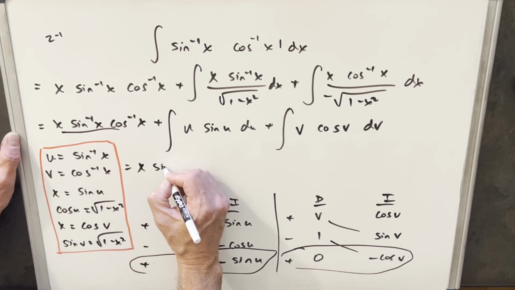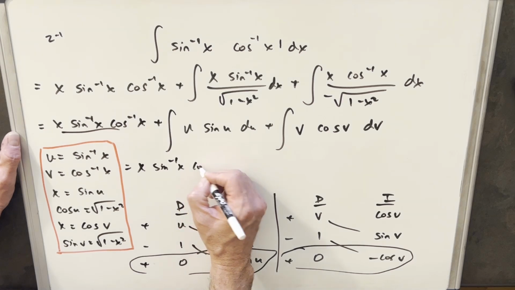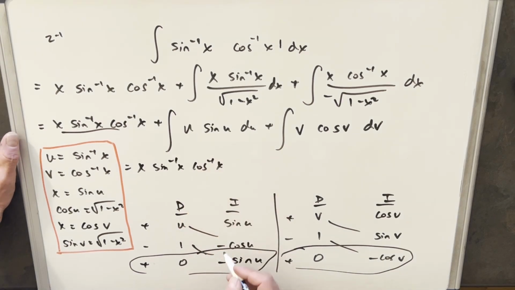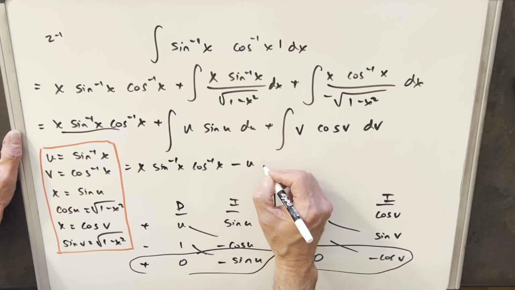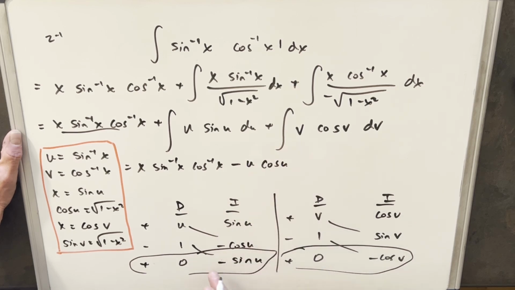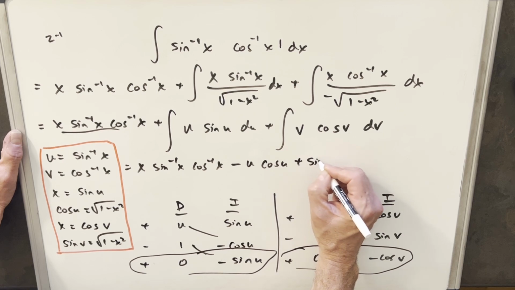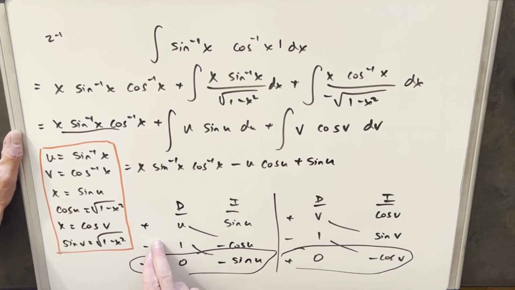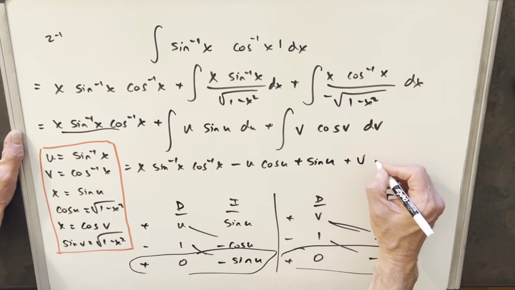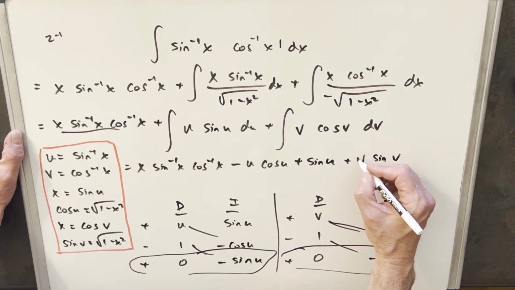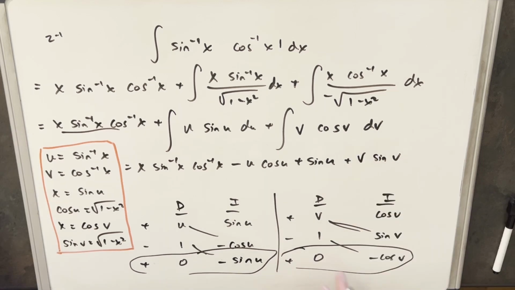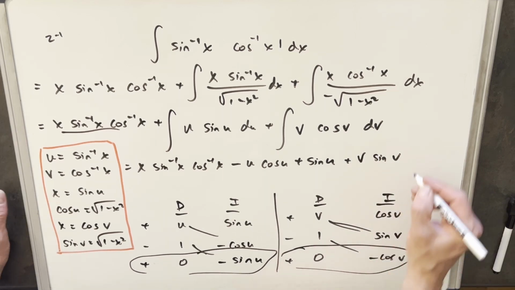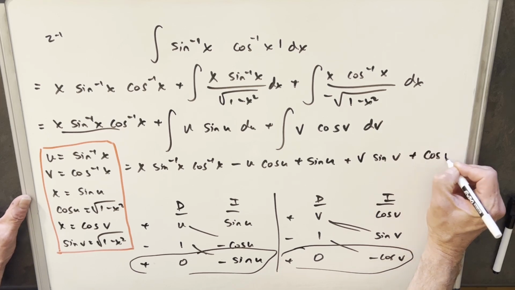We can just start taking our answer on the diagonals, and we need to preserve this x part, so we're going to have our x arcsine x. Then here on this first piece, we're going to have minus u cos u, and then here we're going to have a plus sine u, because minus times minus is plus. Then over here, we're going to have a v sine v. Sorry, I don't want my v to look like a u, so let's fix that. And then here on this last one, minus times minus is going to give me a plus cosine of v.